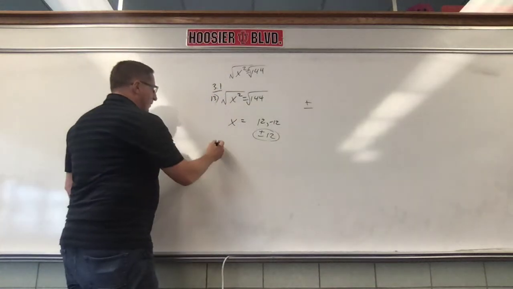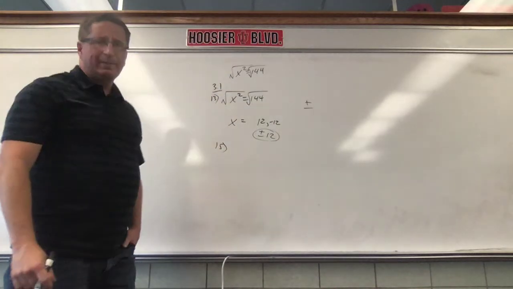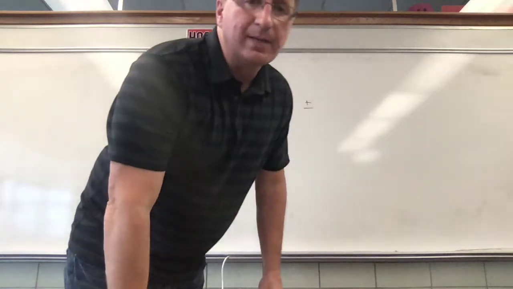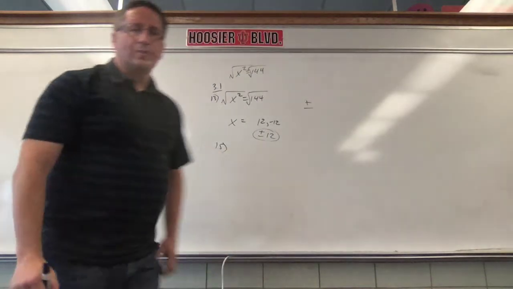Okay? So hopefully that one wasn't that bad. They're going to get quite a bit tougher, though. When you look at number 15, it says x minus 6 squared is 25.